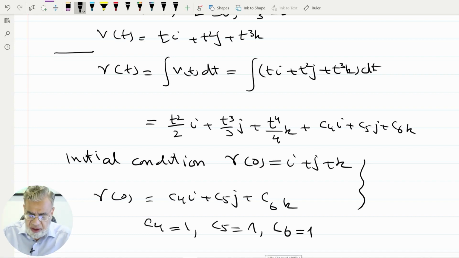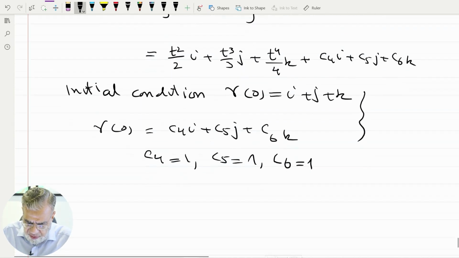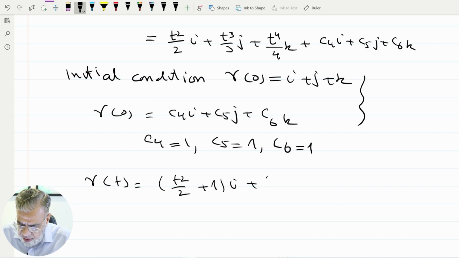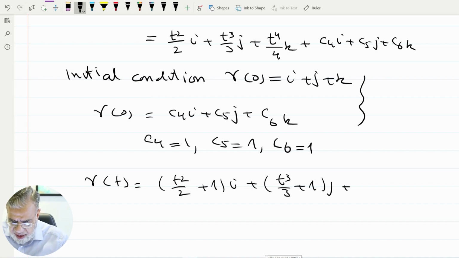We substitute these values in r of t. So our r of t, the final result, will be equal to t square by 2 plus 1 i, plus t cube over 3 plus 1 j. We are substituting the values in my r of t, and c6 is equal to 1. So we put the value of c6, that is t to the 4 by 4 plus 1, times k, and that's our result for r of t.